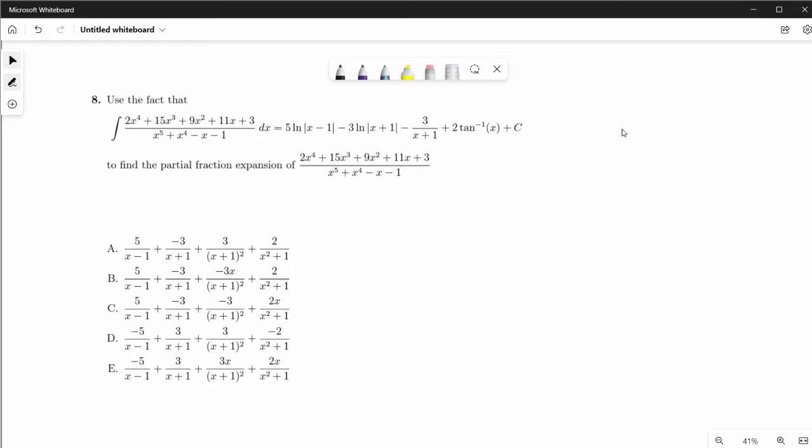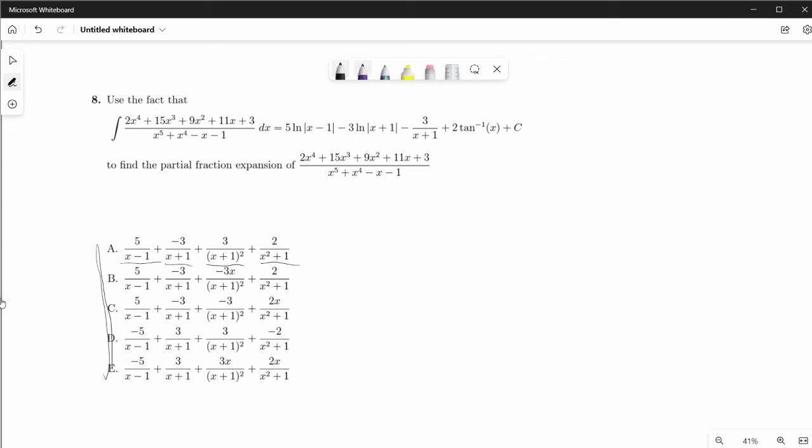For number 8, we have a really complex fraction, and we are to find the partial fraction expansion. So we don't need to solve this. And for the answers we see here, it's just a bunch of similar answers. You don't even need to do the partial fraction part. It's sort of like the polynomials are given to you.